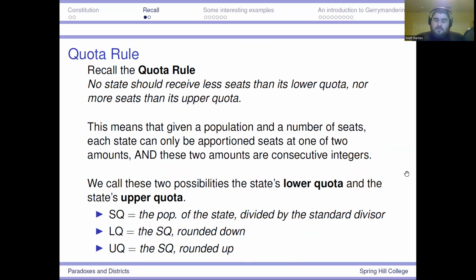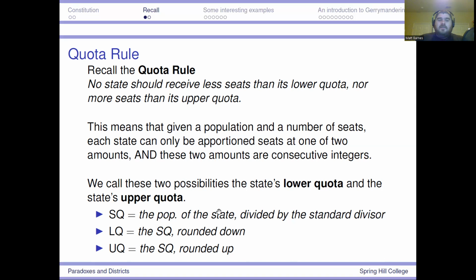This is our basis for apportionment in this. So from a mathematical perspective, if we remember from last time what we looked at, we had a couple things that we had already covered with apportionment. First off, we had the quota rule, which said that no state should receive less seats than their lower quota and no more seats than their upper quota. So if we're given a population and a number of seats, then we can only apportion each state one of two consecutive integers. For example, they may get 4 or they may get 5 seats, but it's going to be between two consecutive integers there. And so we have the lower quota and the upper quota.